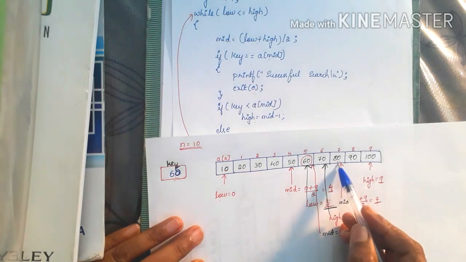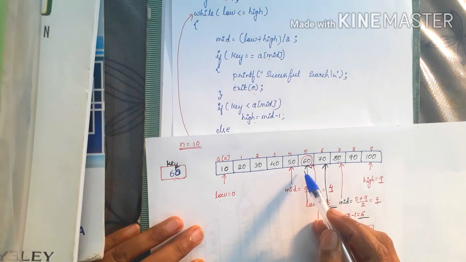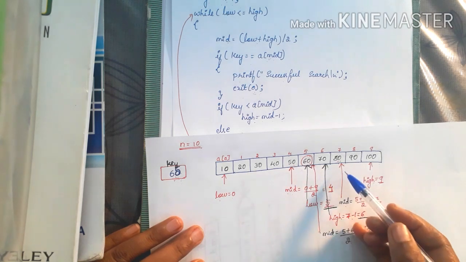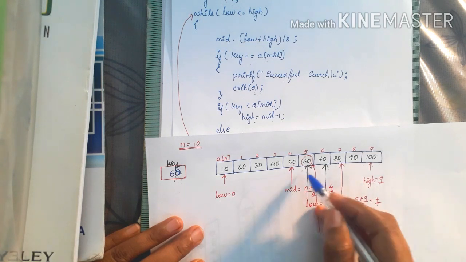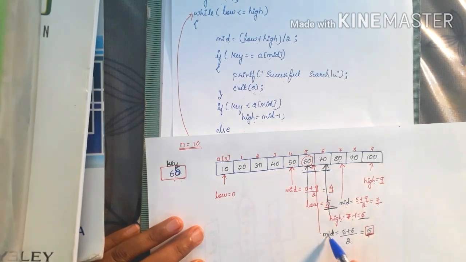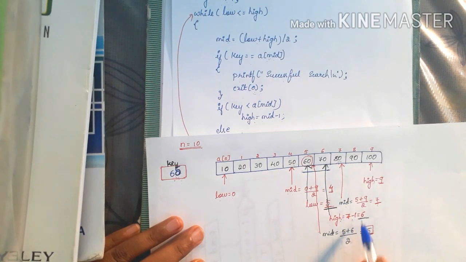Here 65 is less than 80. So therefore the element 65 is in the first half of the array. So that's why the high value changes to mid minus 1, that is 7 minus 1, 6. Next, again in this array we find the middle element, that is low plus high divided by 2, that is 5 plus 6 divided by 2. We will get the middle element as 5.